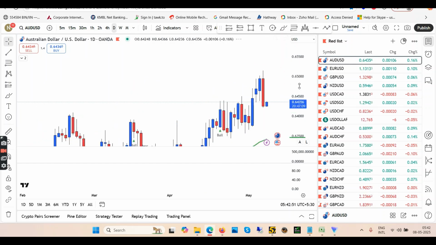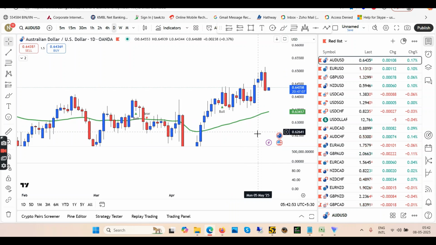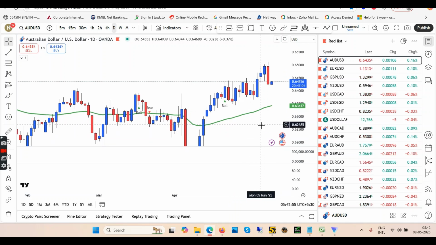As per the daily and weekly, we are in the uptrend, so look for buy opportunities only after the pullbacks each time.